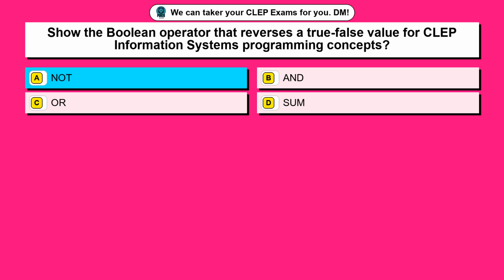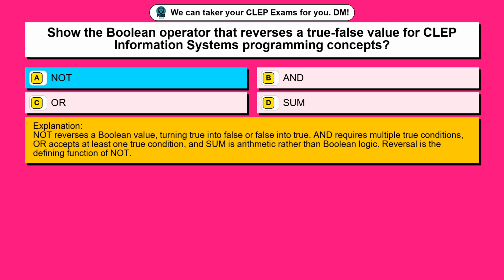NOT. NOT reverses a Boolean value, turning true into false or false into true. AND requires multiple true conditions, OR accepts at least one true condition, and SUM is arithmetic rather than Boolean logic. Reversal is the defining function of NOT.